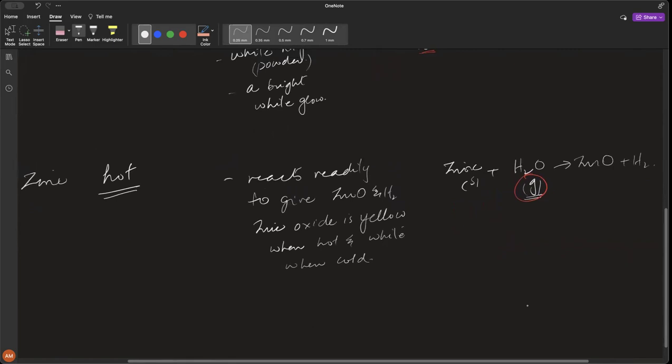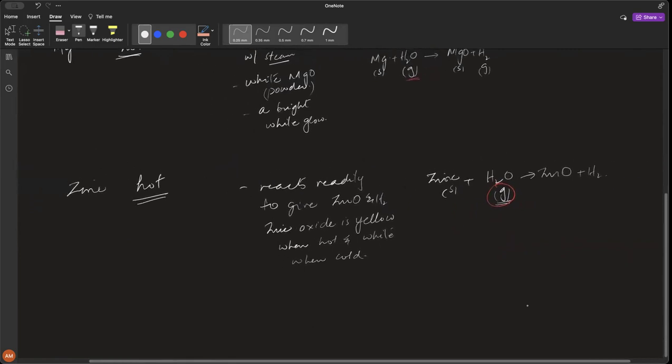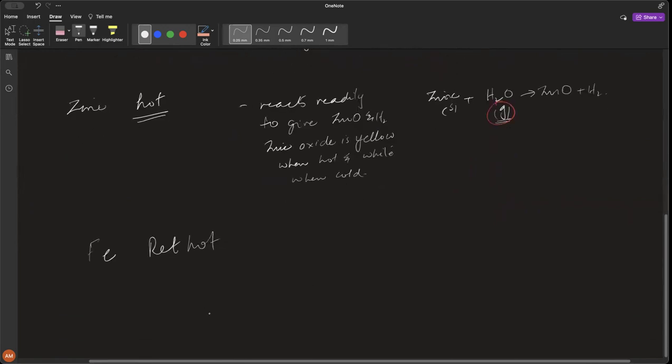All of this is memorization. You have to memorize, obviously. Then we have iron, which needs to be red hot, or you can say very hot.